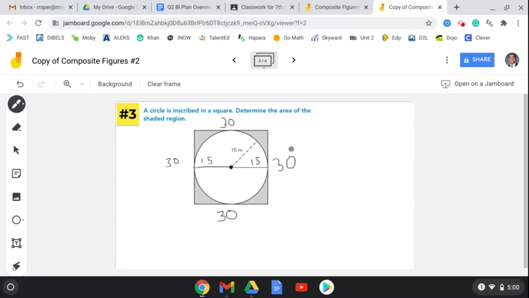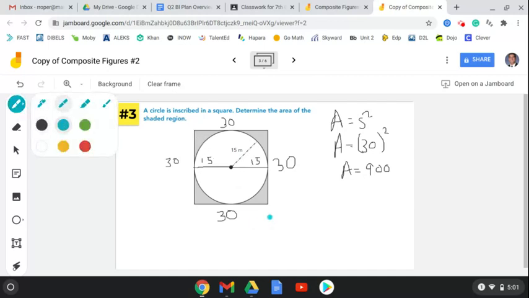So what I can do is I can find the area of a square, which I could say is side squared, or you could say length times width. That would be 30 times 30. Okay, so area of a square, if it's 30 squared, that's 30 times 30, which is 900. So my area of the square is 900. If I can find the area of that circle, I can think about like cutting that circle out. If I cut that circle out of the square, all I would be left with is the shaded region, which is what I want the area of.